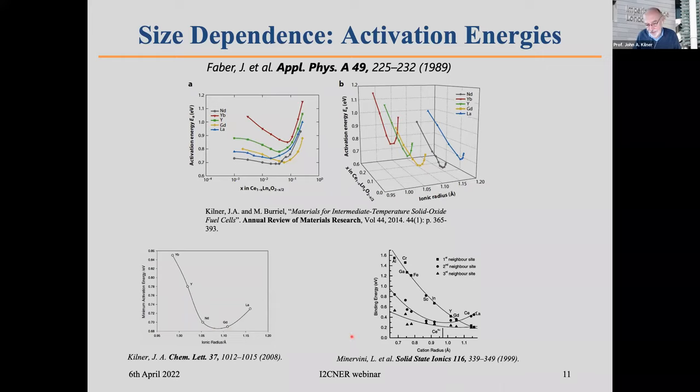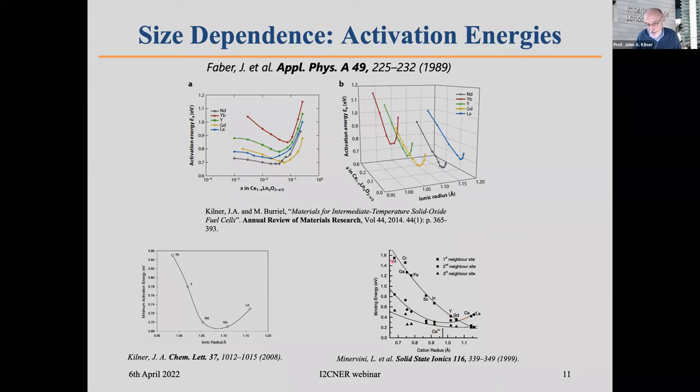And this correlated very well with some calculations, some lattice simulations that Robin Grimes has done before, where they looked at the binding energy of these pairs. That is the dopant vacancy pair, or the substitute vacancy pair in ceria. Here's the radius of the cerium ion. And they found a minimum just about at gadolinium, where the ion is slightly larger than the radius of the Ce4+.